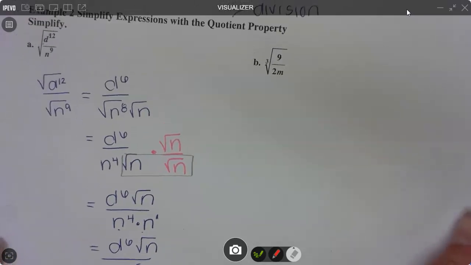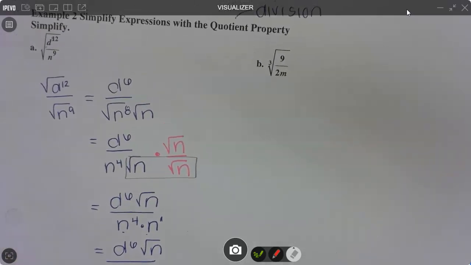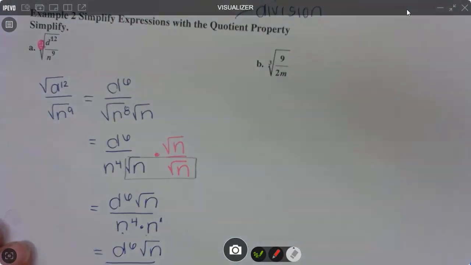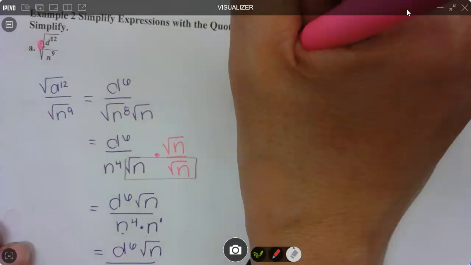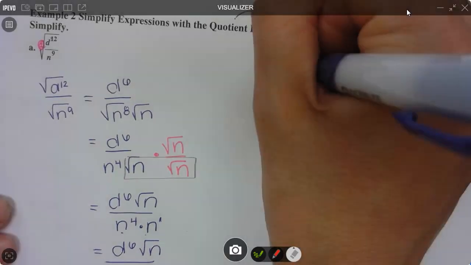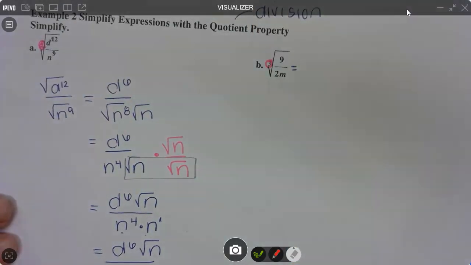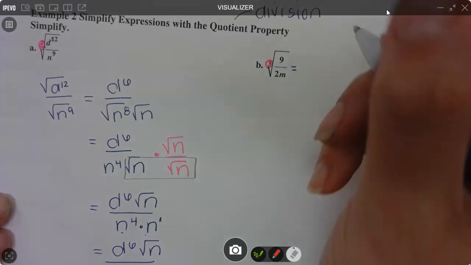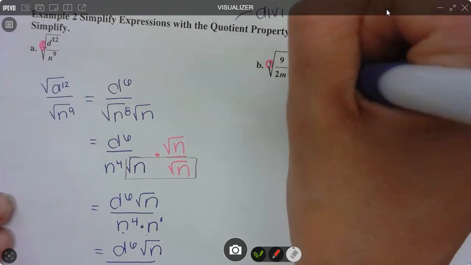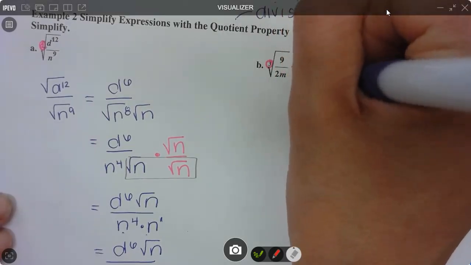So the difference between A and B is the power on the radical. This is a square root. It has the imaginary 2. This is a cube root. A cube root is different than a square root in that you need 3 to simplify. So this is like the cube root of 9 over the cube root of 2m.